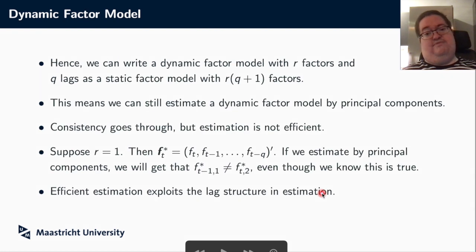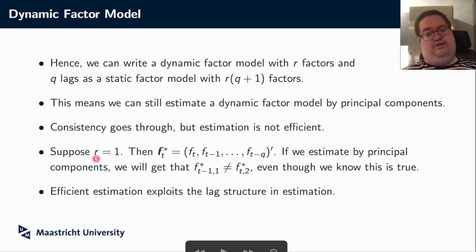And this is why, in fact, principal components still remain such a popular estimation technique. So even though we might truly have only r unique factors with q lags, we can write them as a static model with r times q plus 1 factors, so the contemporaneous one plus the q lags, and estimate by principal components. Now, of course, it would not be the most efficient you can do, because you're not using all the information that you have.